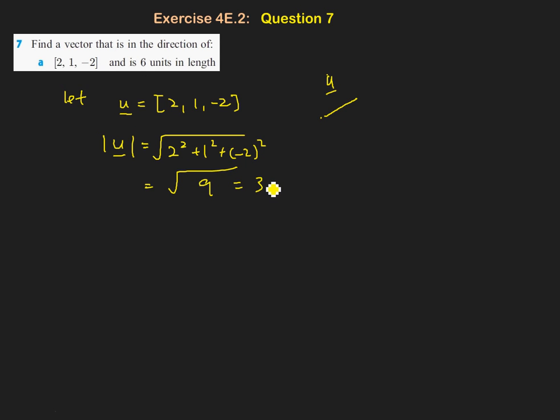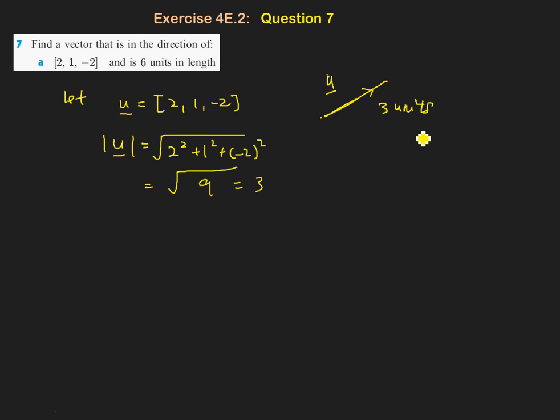And so this vector is 3 units in length. It could be 3 meters, 3 cm, and what have you. So this is 3 units in length, and we now want to find another vector which is 6 units in length. One way you can do this is that this vector is in the direction of this, and if you sketch it out, you can actually just multiply by 2, in fact.